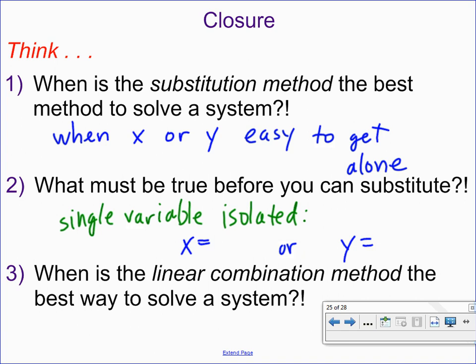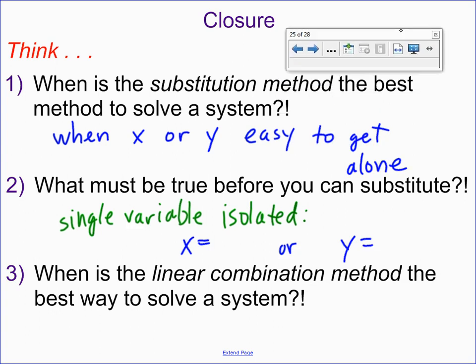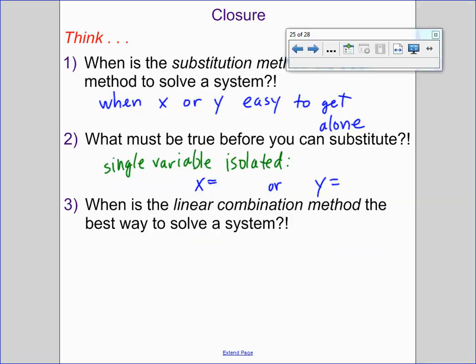Good. When is linear combinations the best method to use? So when do we want to use linear combinations then instead? Megan? When there isn't a single variable isolated. Good. And so if it's difficult to get x or y alone, then we could consider using linear combinations. Or if they're already lined up, right? If they're already lined up. No coefficients of 1.